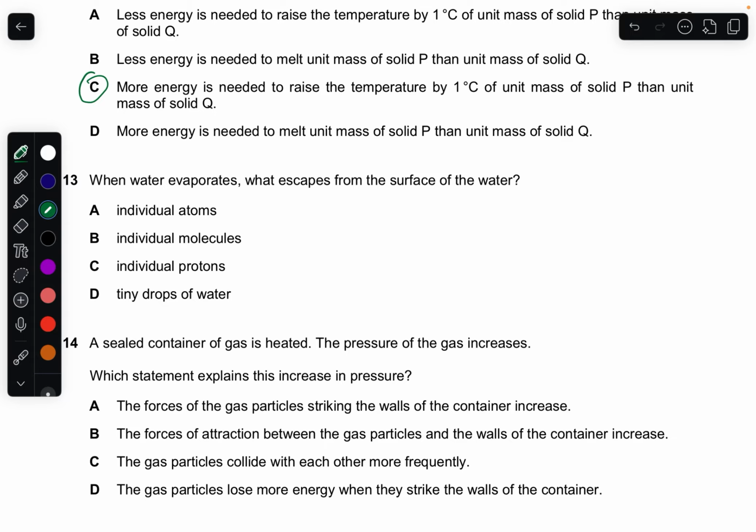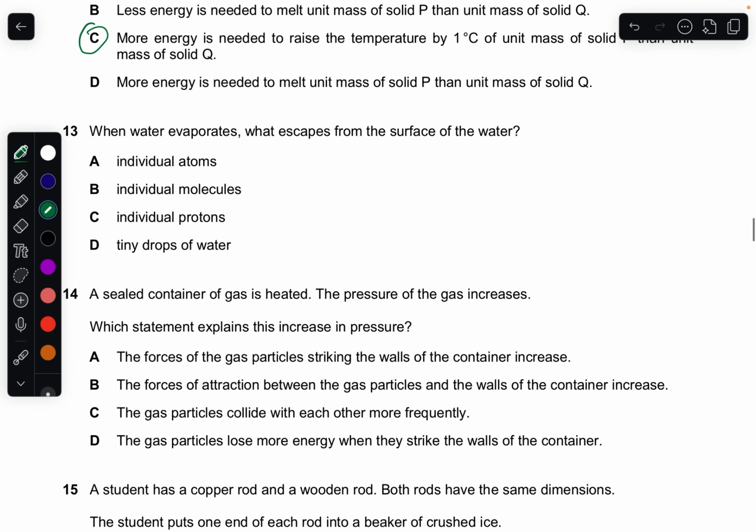In question 13, when water evaporates, what escapes from the surface of the water? What is escaping from it? The molecules will escape from it. Individual molecules.